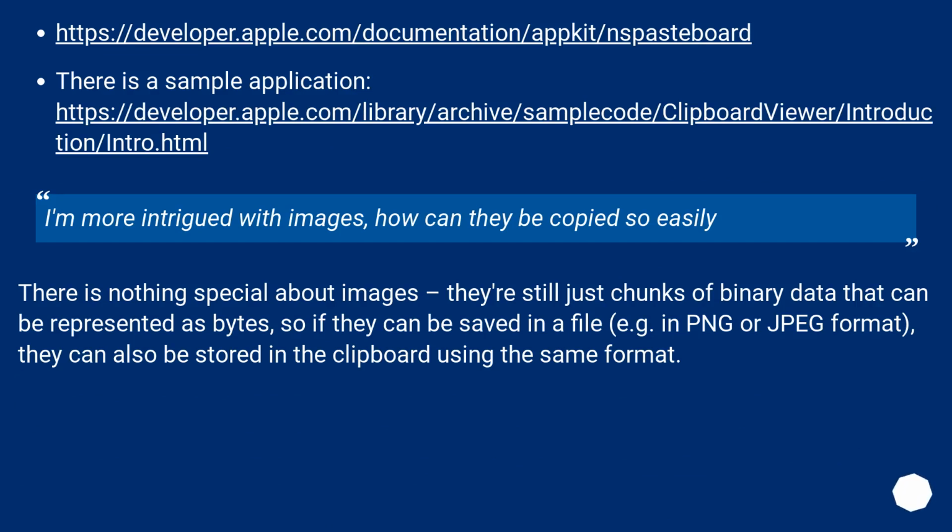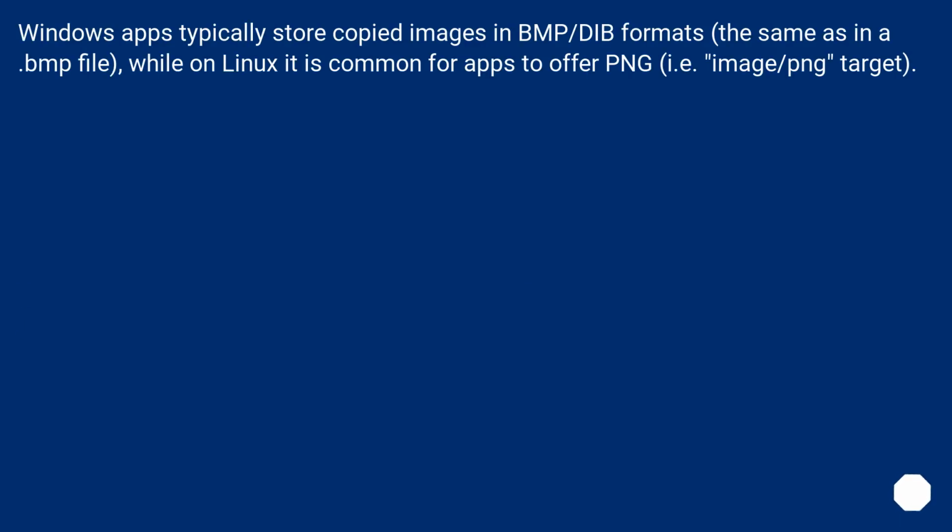I'm more intrigued with images. How can they be copied so easily? There is nothing special about images, they're still just chunks of binary data that can be represented as bytes, so if they can be saved in a file, for example in PNG or JPEG format, they can also be stored in the clipboard using the same format. Windows apps typically store copied images in BMP/DIB formats, the same as in a BMP file, while on Linux it is common for apps to offer PNG, i.e. the image/png target.